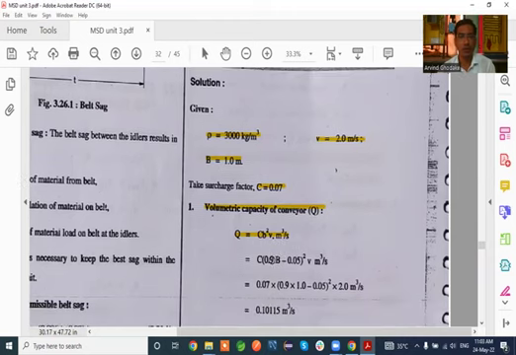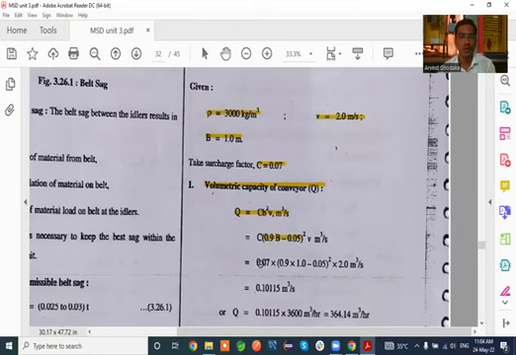Putting the value of B, the effective belt width is (0.9 B minus 0.05) whole square. So Q is equal to C into (0.9 B minus 0.05) square into V. Putting the value of C, the value of capital B, that is the belt width, and the velocity of the belt conveyor, in this way we can get the volumetric capacity of the belt conveyor as 0.10115 meter cube per second.